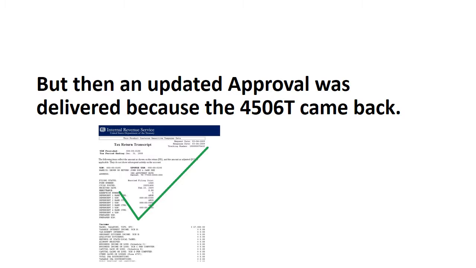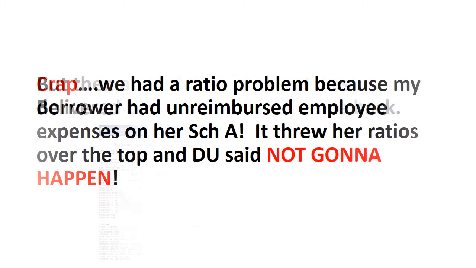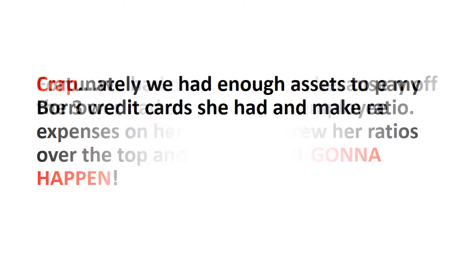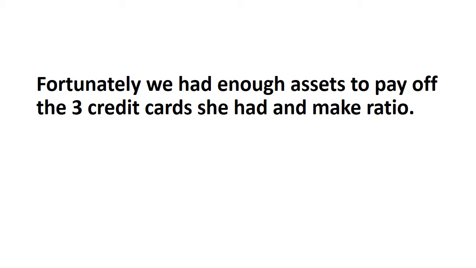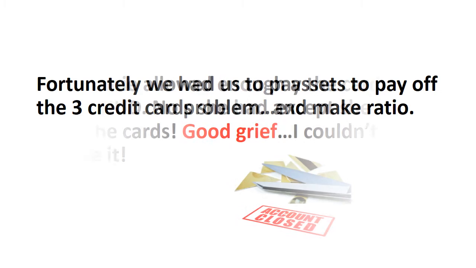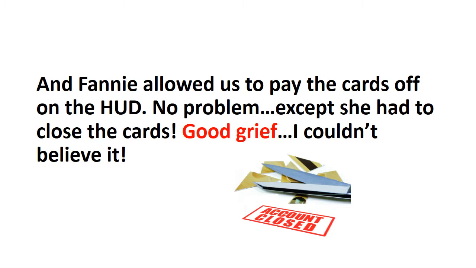But then an updated approval was delivered because the 4506T transcripts came back. Crap, we had a ratio problem because my borrower had unreimbursed employee expenses on her Schedule A. It threw her ratios over the top, and DU said, not going to happen. Fortunately, we had enough assets to pay off the 3 credit cards she had and then to make ratio. And Fannie allowed us to pay the cards off on the HUD. I thought that was cool, no problem.